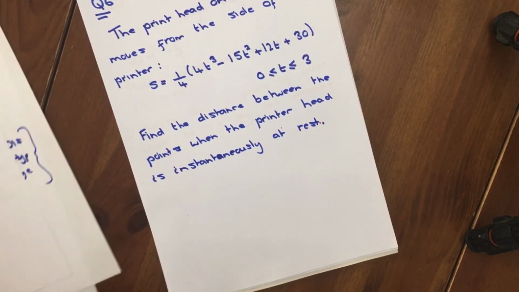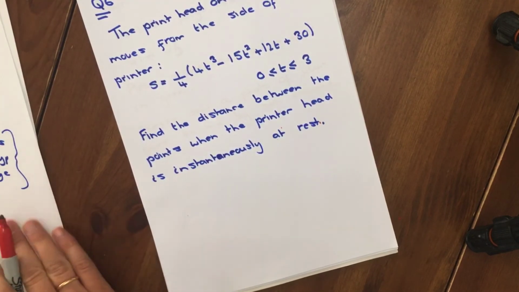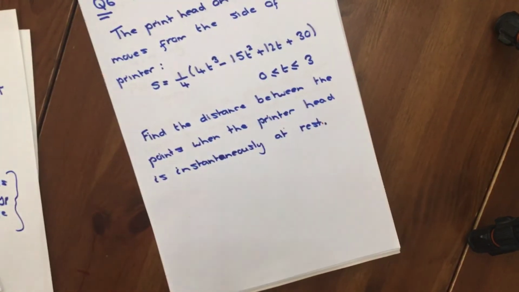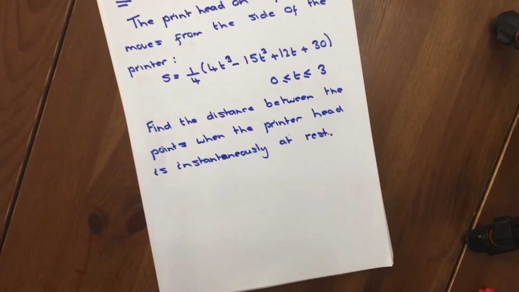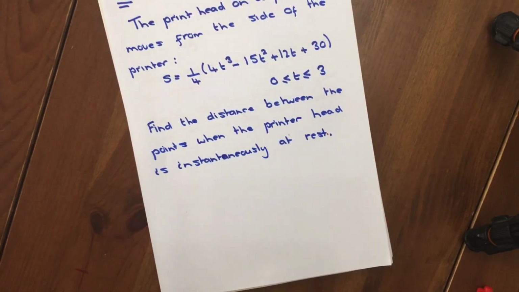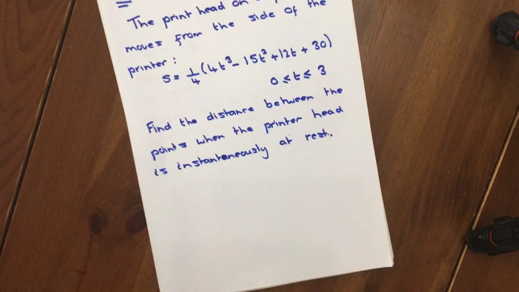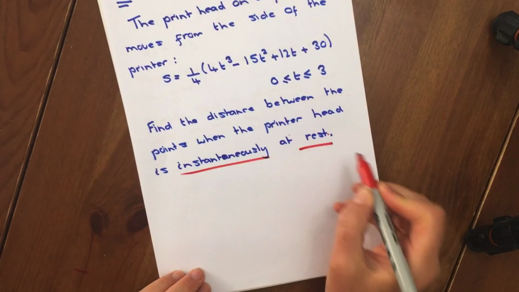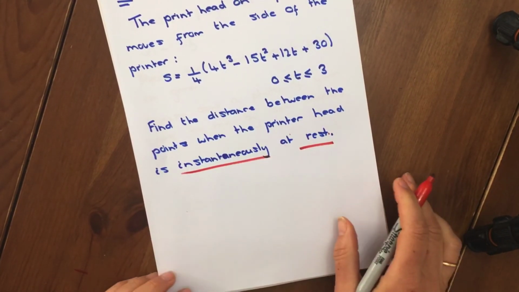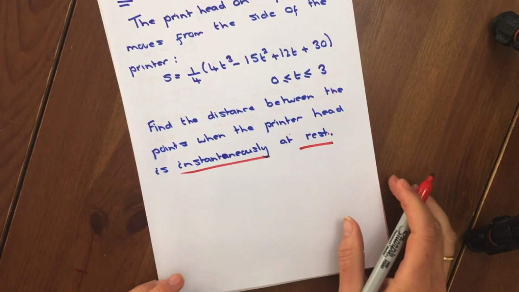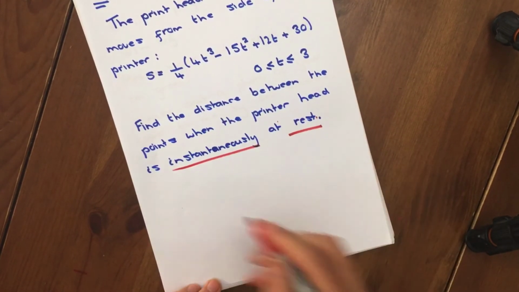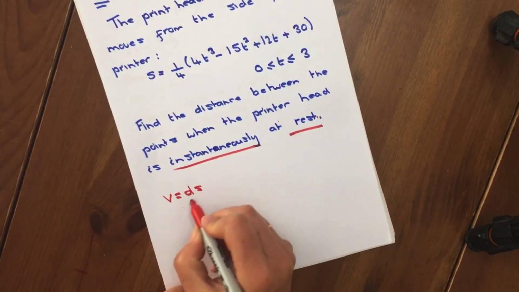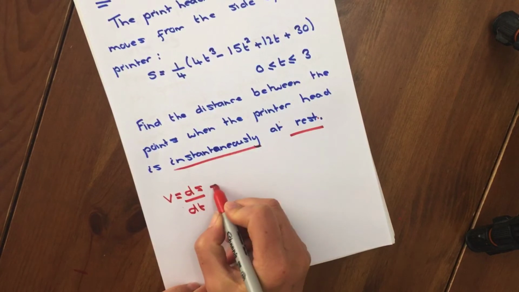So what would you do for this question? Question 6: find the distance between the points when the printer head is instantaneously at rest. Instantaneously at rest. Well, we know that the velocity will be 0 when the printer head is at rest. So we know that the velocity is the rate of change of displacement.